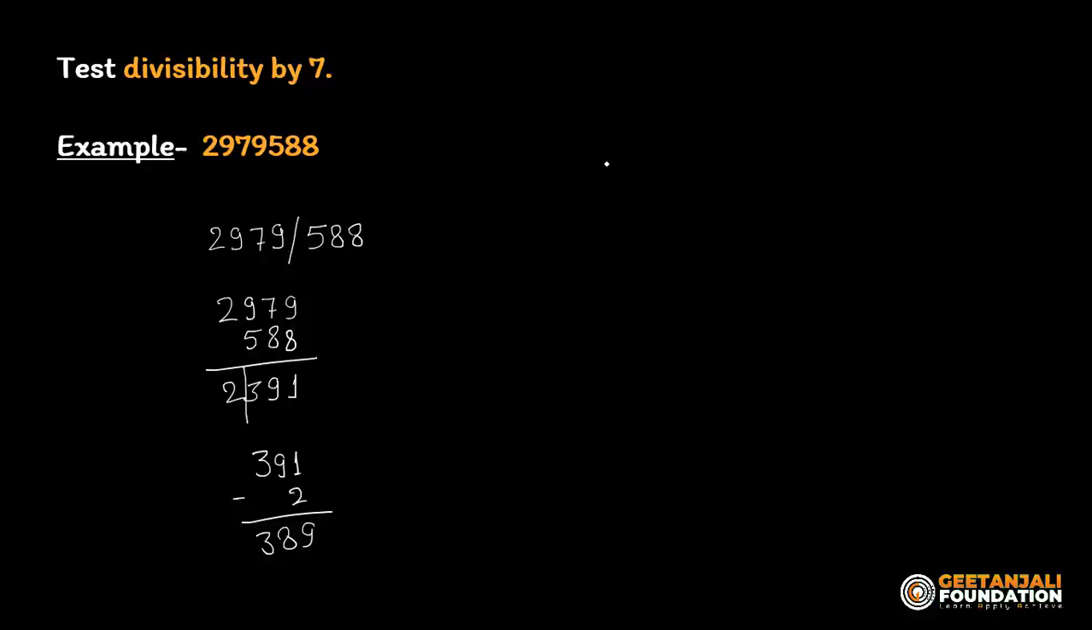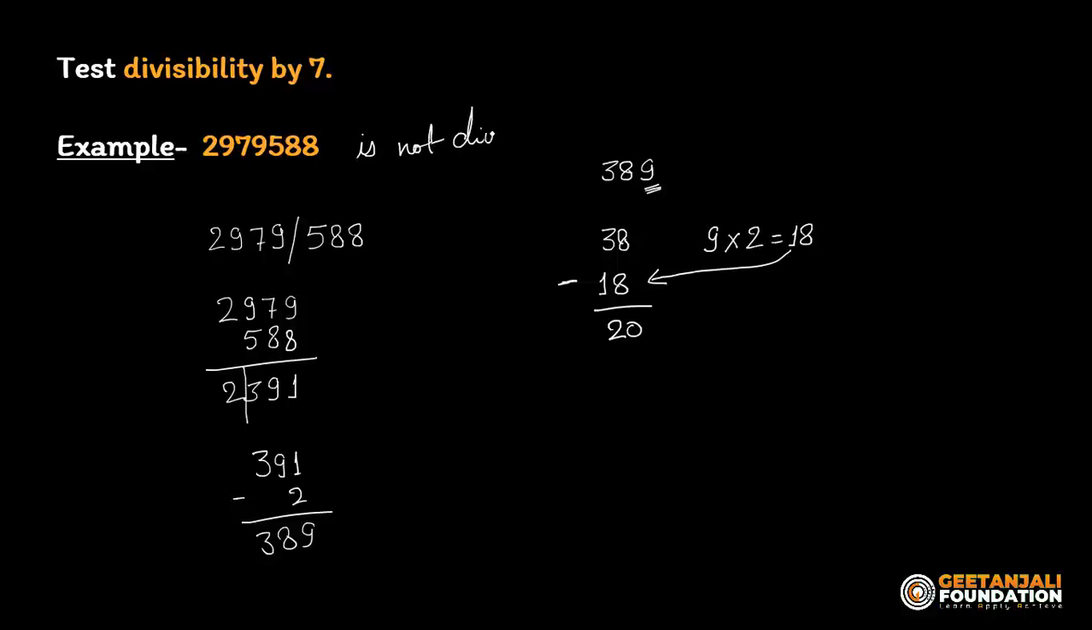In the second method, we separated this digit, so it became 38 was one number, and the other number was 9, and then we take double of it. 9 2s are 18. Now this number we subtract from 38, so we subtract 18 from 38, it is 20, and 20 is not divisible by 7, therefore the given number is not divisible by 7.